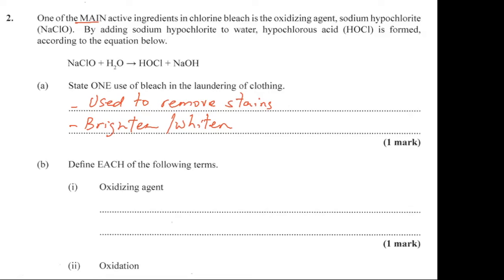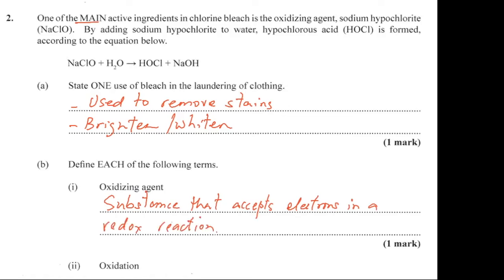And then here, part 1 of B, they're asking us to define each of the following terms. So the first one, an oxidizing agent. We could say it's the substance that accepts electrons in a redox reaction, or we could say it's a substance that is itself reduced in a redox reaction. It's a little counterintuitive, but with practice we can get the nuances.